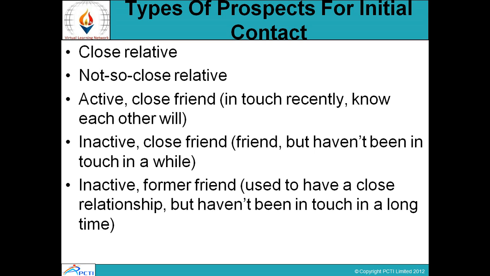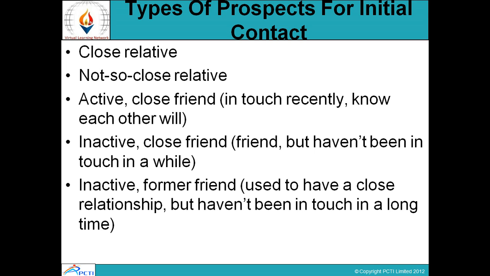Now let us discuss the different types of prospects that are required for the initial contact. इनिशियली कांटेक्ट करने के लिए बहुत सारे प्रोस्पेक्ट्स पॉसिबल हो सकते हैं. The first one is your close relatives, and sometimes those relatives who are ultimately not so close. आप कभी कभी उनसे पीरियडिकली मिलते हैं. They can also be part of the prospects list. Your active close friends, जिससे हम रोज बात करते हैं, रिसेंटली टच में रहते हैं. We know each other, हम उनकी इच्छाओं के बारे में जानते हैं.